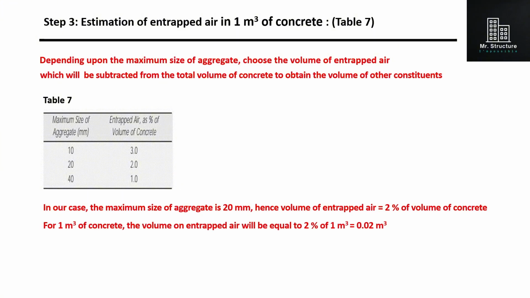For 1 meter cube of concrete, the volume of entrapped air will be equal to 2% of 1 meter cube, that is 0.02 meter cube. Therefore, volume of other constituents will be 1 minus 0.02 equal to 0.98 meter cube.